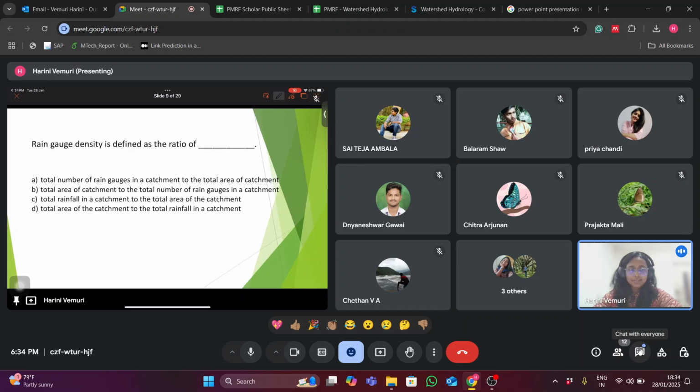So, any guesses? I didn't discuss this definition, but any guesses? Option A. But the answer is option B. The rain gauge density is defined as the total area of catchment to the total number of rain gauges within the catchment. So we will divide the total area by the number of rain gauges in the catchment to get rain gauge density.